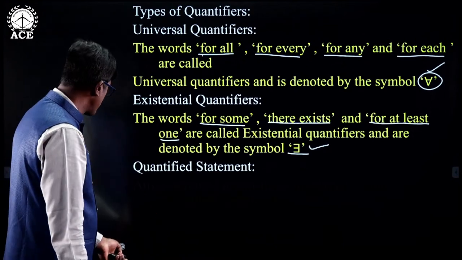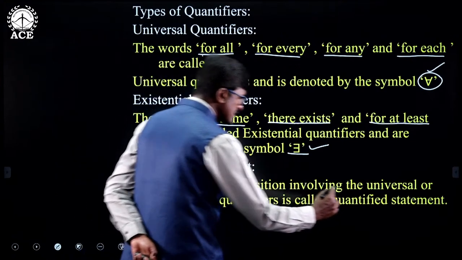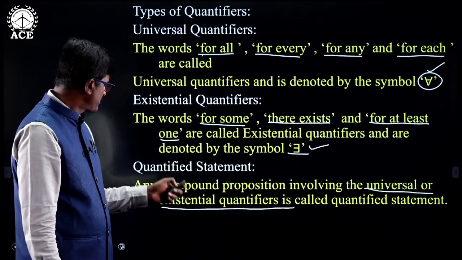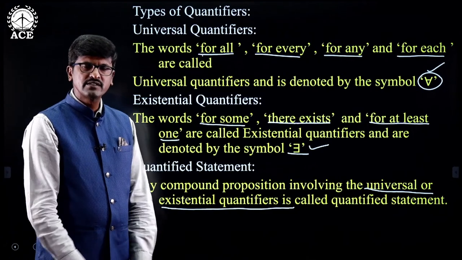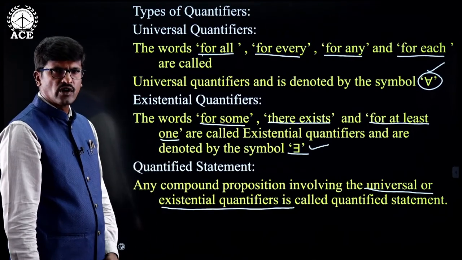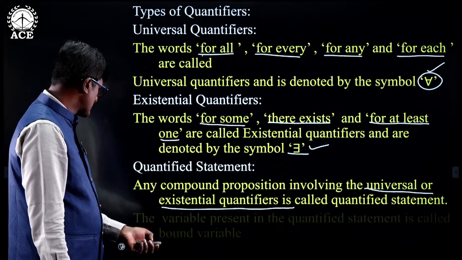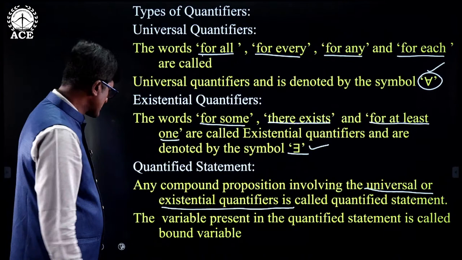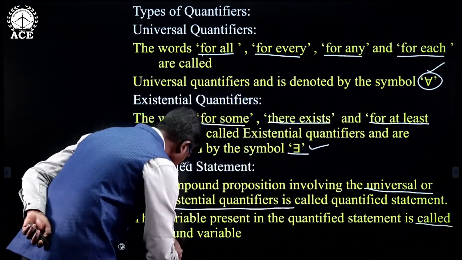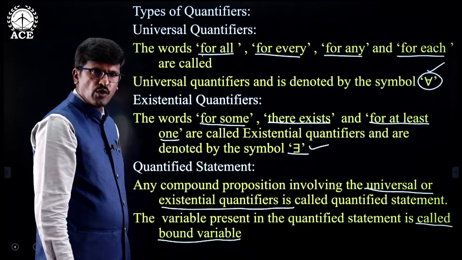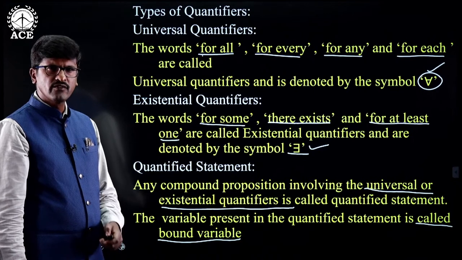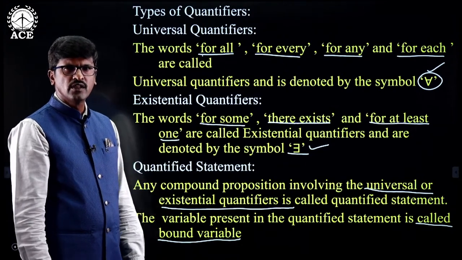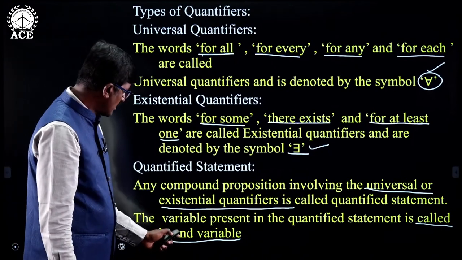Now, what does a quantified statement mean? Any compound proposition which involves either universal quantifiers or existential quantifiers is called a quantified statement. In the quantified statement, the variables which are present are called bound variables. We already saw free variables: in every open statement there will be some variables, and those variables are called free variables. Likewise, in the quantified statements also there will be variables, and those variables are called bound variables.